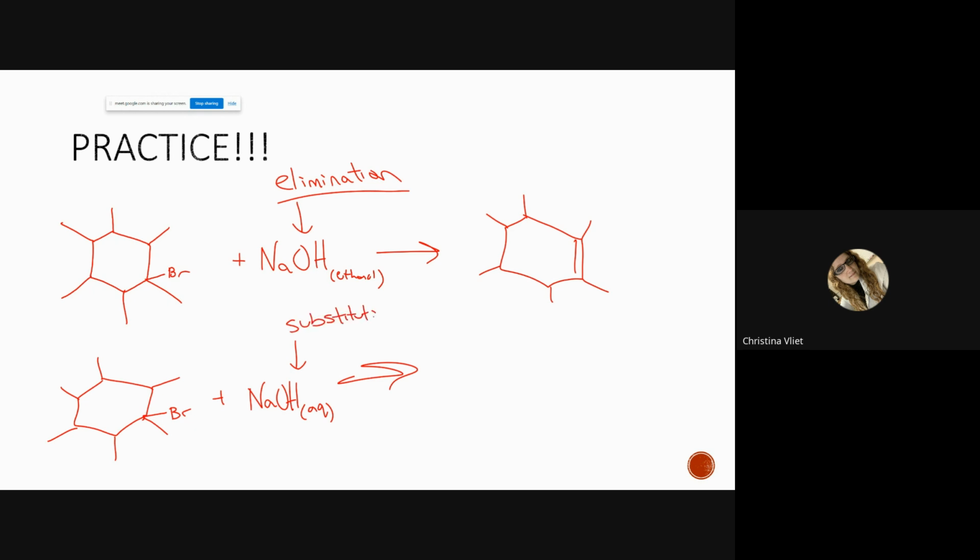substitution. So Br gets out and OH gets in. If you see ethanol, it's an elimination. And if it's aqueous, it's a substitution. So that's the big difference between those two. Same molecule, if it's ethanol in NaOH, it's an elimination. If it's aqueous in NaOH, it's a substitution.